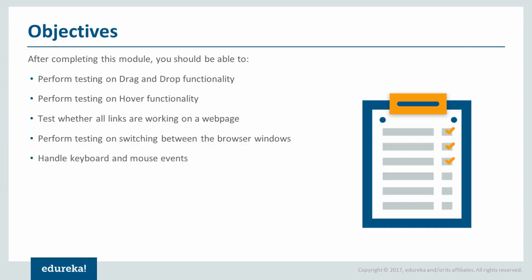So we have set the objectives for today's class. We are going to perform testing on drag and drop functionality, which means how to drag from one place to another place, and how to perform mouse hover functionality. For example, in e-commerce applications like Amazon, you might have to mouse over in order to get the drop down, right? So how do we perform that mouse over operation is what we are going to see in today's class.